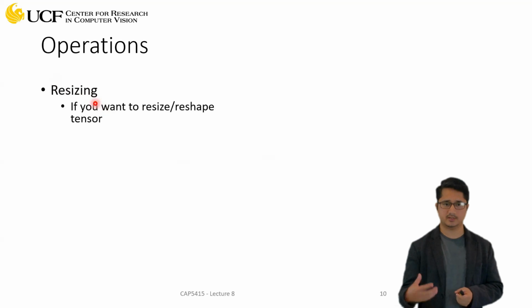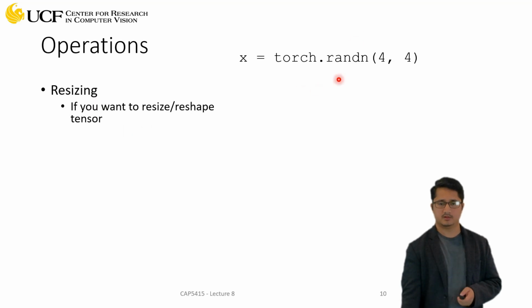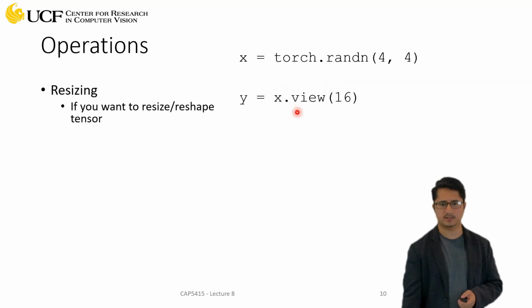Resizing is also very useful. I think when you design your network, you will see it's very useful in a lot of places. Let's say this is your vector, and this is a little complicated, but not that hard. If this is a 4x4 matrix, then you know that this will have 16 different values. And let's say you want to convert this matrix into a one-dimensional vector. So you can do that using this view function here.